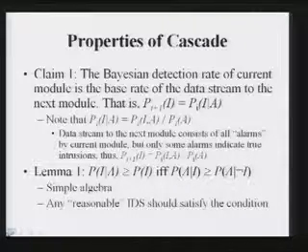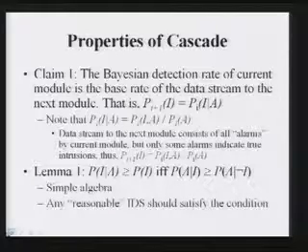This is exactly how you compute the base rate, right? You receive some data, and only some portion of it is actual intrusion. So then you can see that the Bayesian detection rate of the current module is essentially the base rate of the next module. So that's claim one.